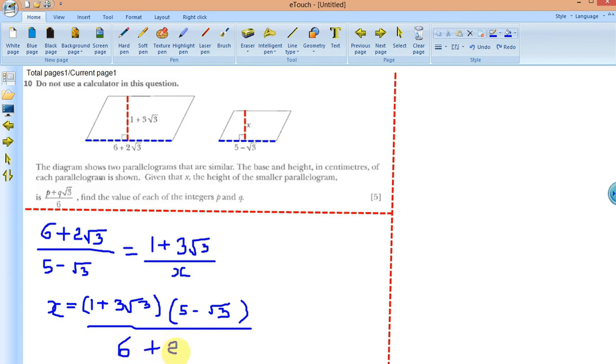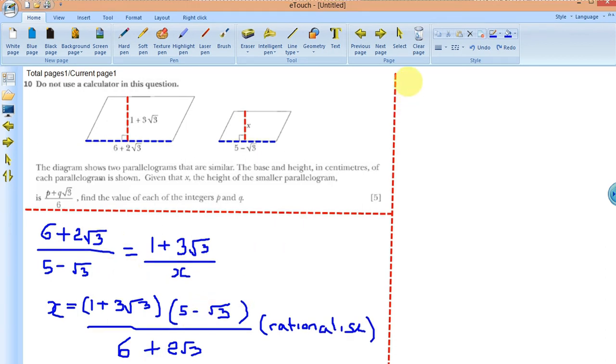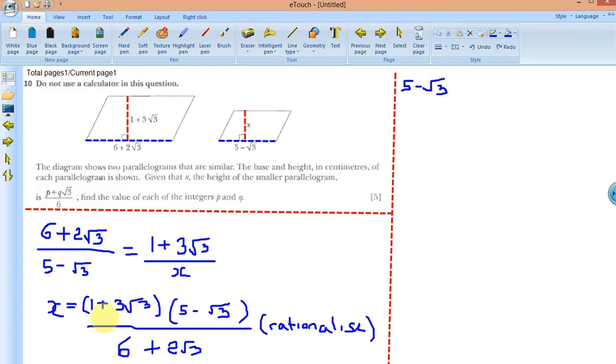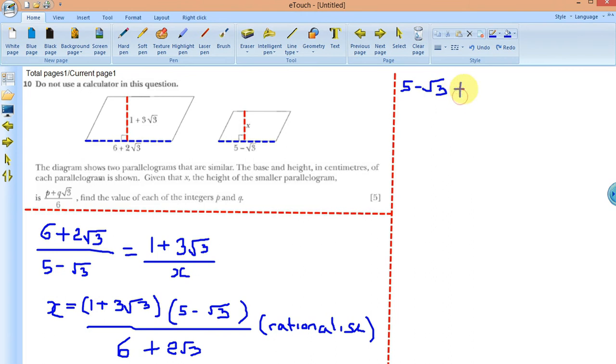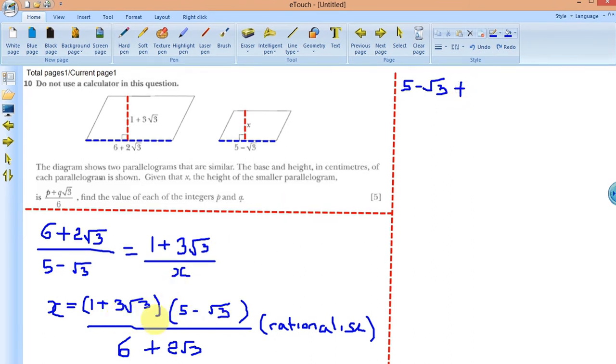Okay guys, if you look at the denominator, it is a surd, so we can't leave it like that. So you go ahead and do what? Rationalize. Guys, hope you know how to rationalize. So you multiply both sides by 5 minus root 3. I just need to manage my board, so I will not write everything. 1 into everything plus 3 root 3 into everything. You know how to open this one up, guys.